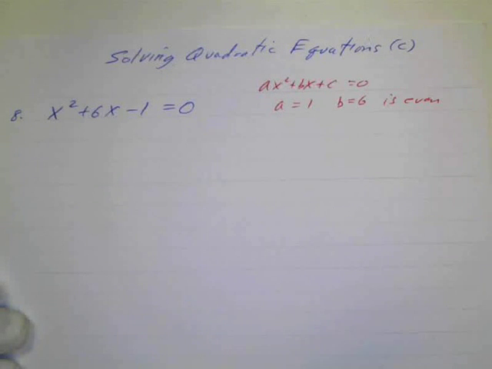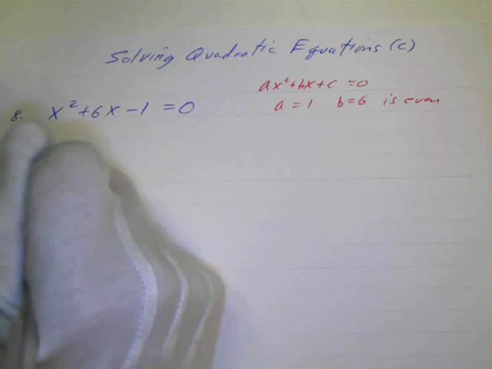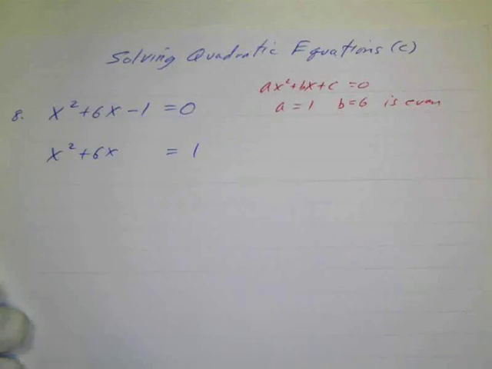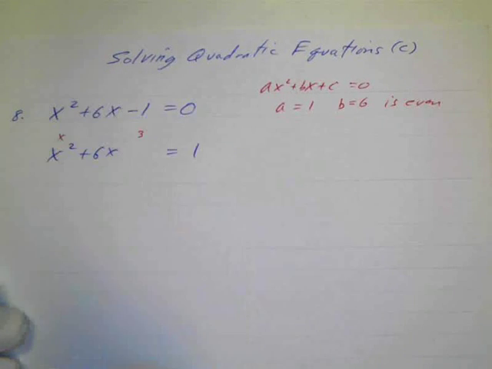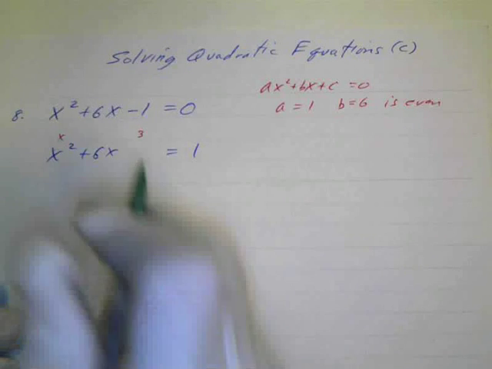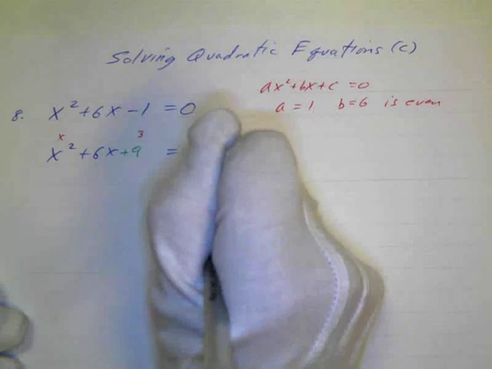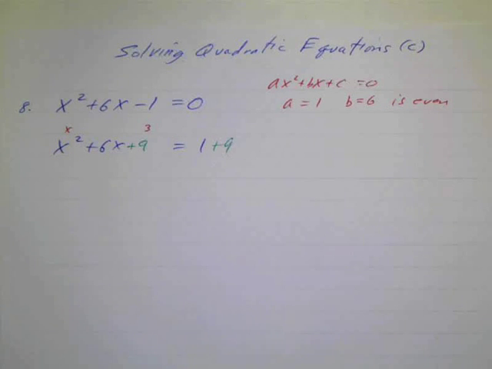Okay, so what are we going to do first? Well, this technique, we've covered this before. What we'll do is we'll add 1, so x squared plus 6x equals 1. Just add 1 to both sides. And then the square root of x squared is x, and what's half of 6? That's 3. And what we add is 3 squared, which is 9. So this is the process of completing the square. We've talked about that before.